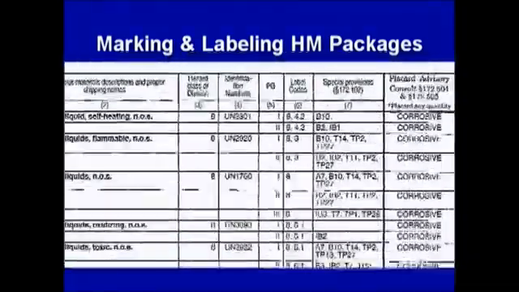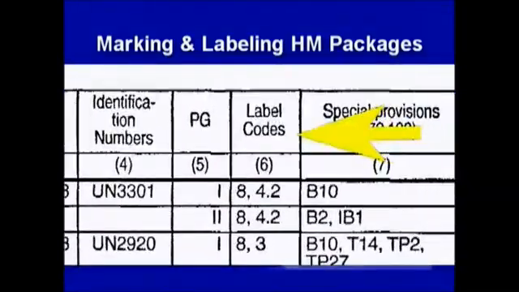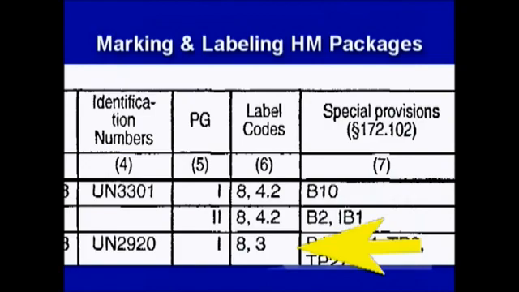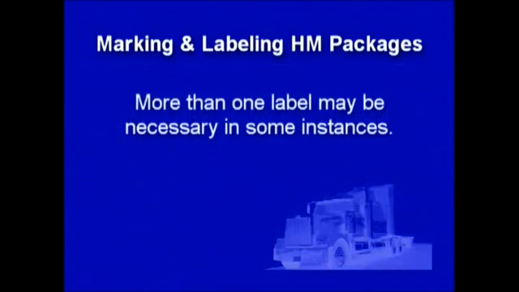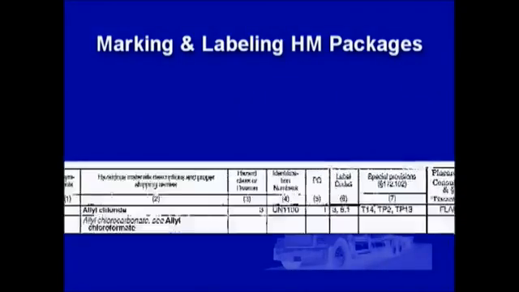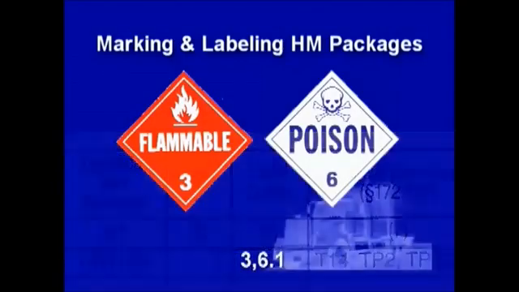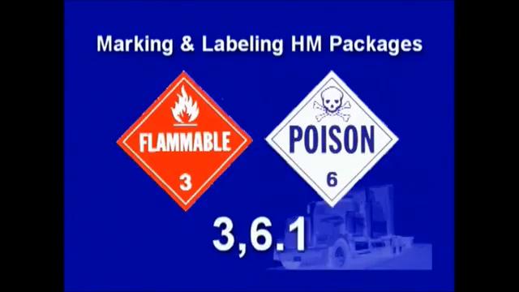Column 6 of the HMT contains a listing of the label codes for each hazardous material associated with the proper shipping name and hazard class. The initial step in determining appropriate labeling requirements is to check column 6 of the HMT for any required labels. More than one label may be necessary in some instances. For example, when you look up allyl chloride in the HMT, column 6 requires 2 labels to be affixed: flammable and poison or toxic.